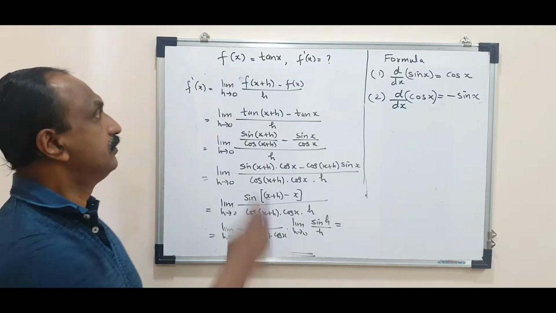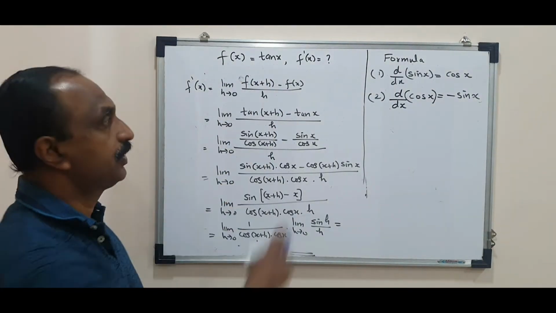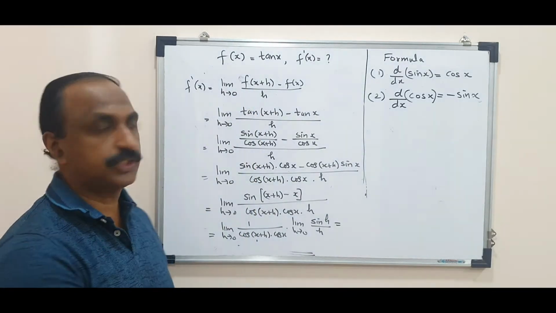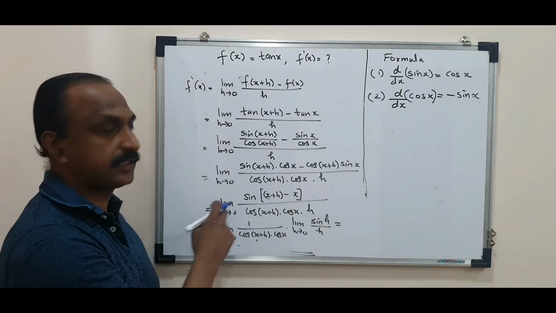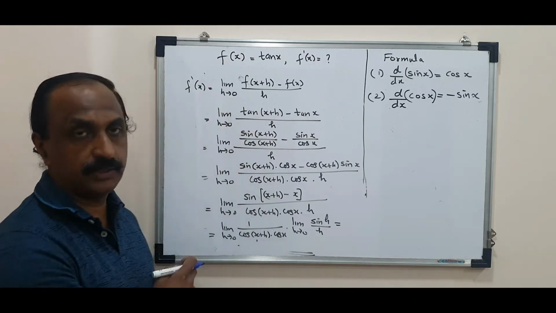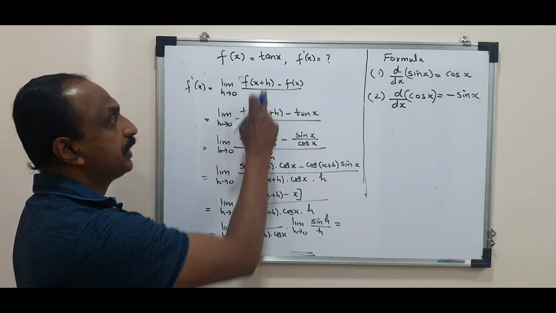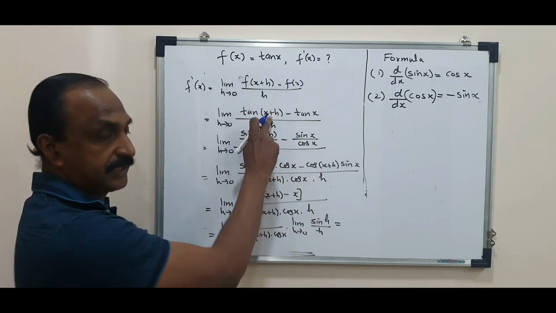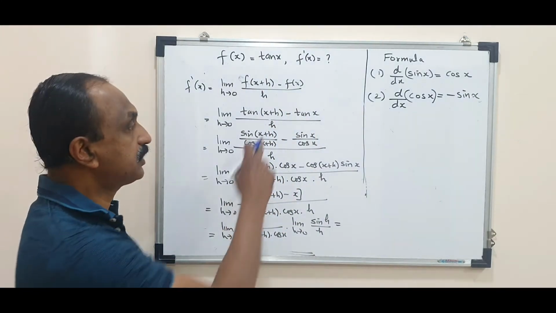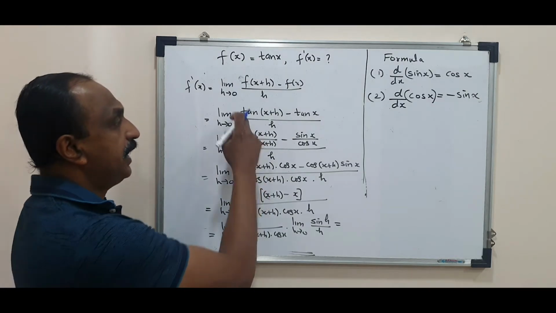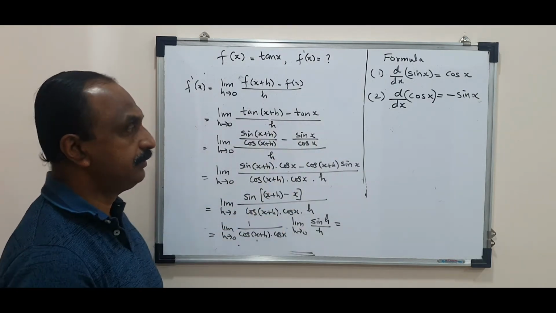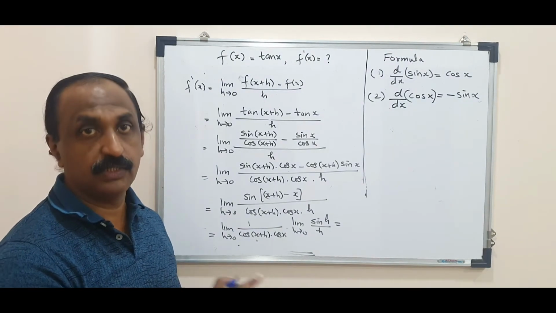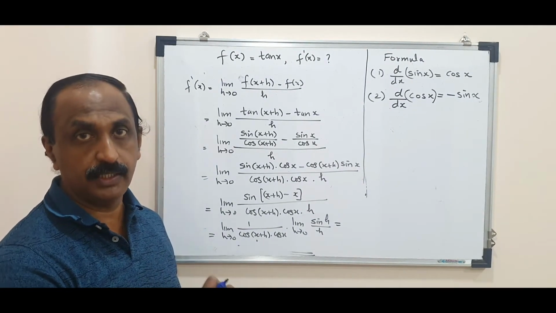Derivative of tan x. Again, the function is tan x. We need to calculate this derivative, so we use the definition: limit h tending to 0, f of x plus h minus f of x upon h. Don't forget the limit. Replace the function: f of x is tan x, and for f of x plus h, replace x by x plus h. Do not forget that. Then we need to calculate the limit of this function using limit theta tending to 0 of sin theta upon theta. It is a fixed formula for all trigonometric functions in limits.